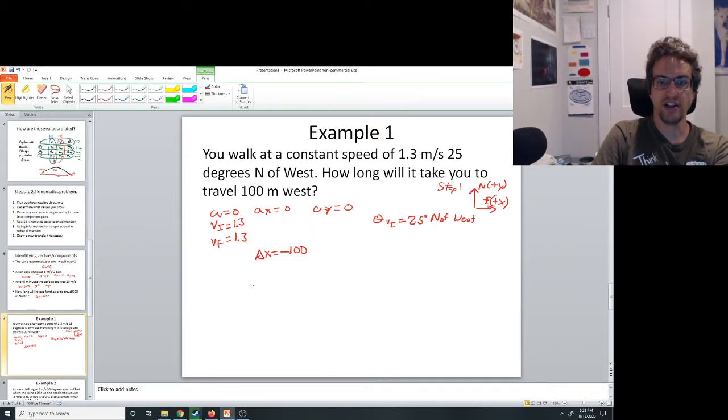Now I need to draw triangles. Honestly, sometimes you'll draw triangles like this. I didn't really need to write this part down. I could have just drawn the triangle and done it. That was the first step. But so, north of west, right?